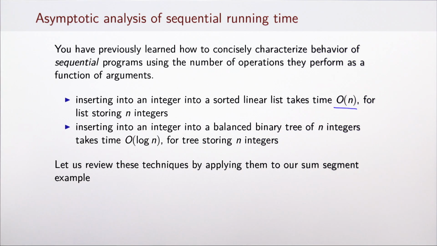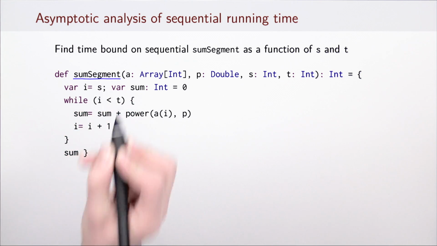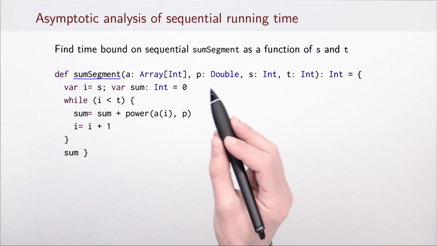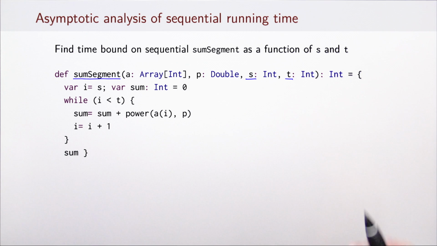So let's see how we can do this analysis in our examples. We will first consider the simple building block that we defined previously, namely sum segment. Recall that this function takes the array, takes a parameter p, and crucially the variables s and t that indicate which parts of the array you should process. And it's given by this while loop. Can you find the time bound on sequential execution time of this function?